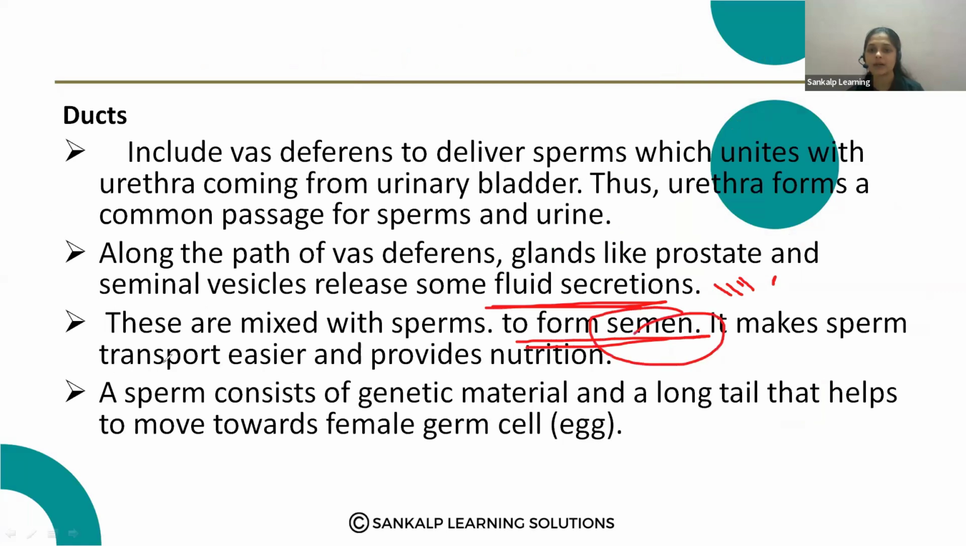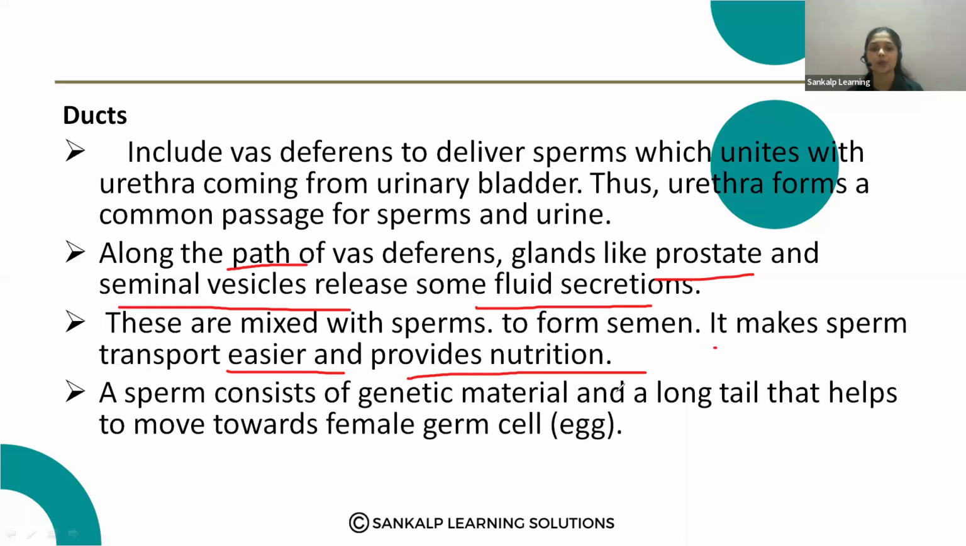What is semen? The sperm that is mixed with the fluid-like substances secreted by the seminal vesicles is called semen, and it makes the transport of the sperm easier and provides the nutrition. What is the function of the secretion secreted by the seminal vesicle and the prostate gland? That helps the sperm to transport easier and provides the nutrition.